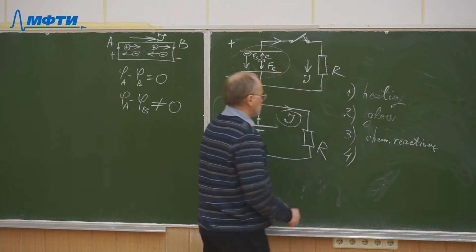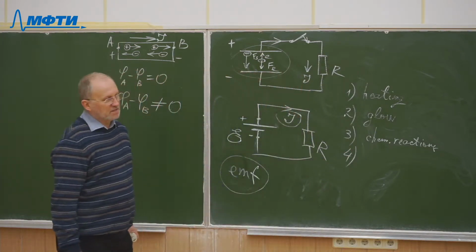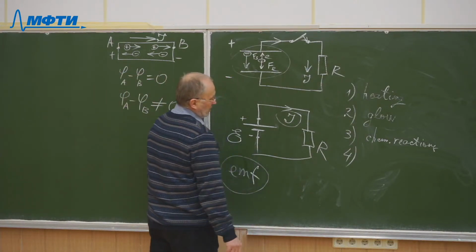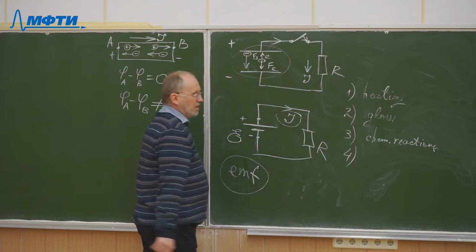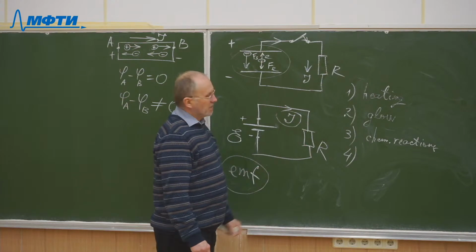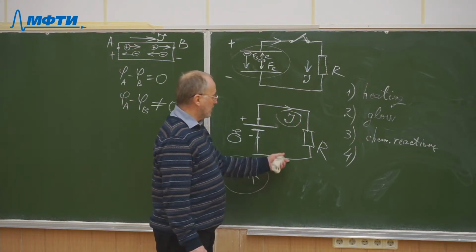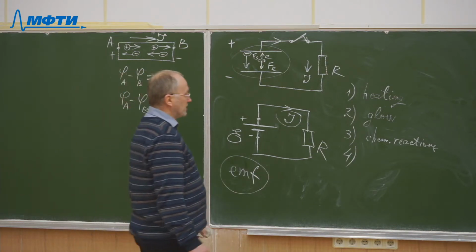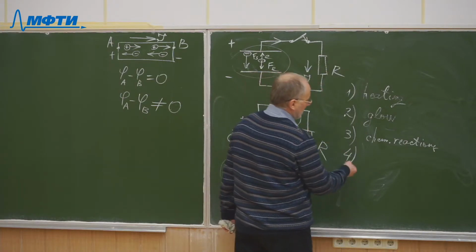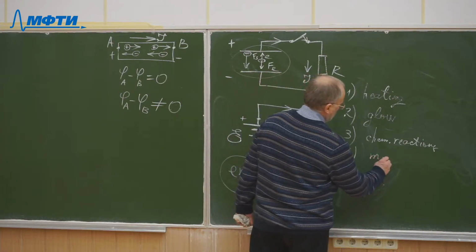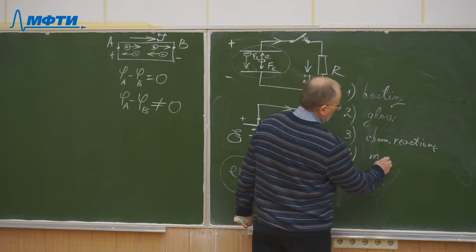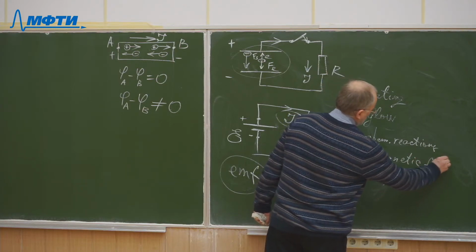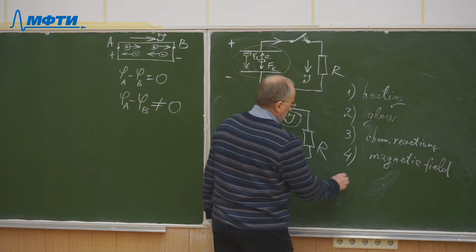Another manifestation of electric current is its magnetic action. If you take a magnetic needle of a compass, for example, then it will react to the current, because current in a wire produces a magnetic field. We will discuss this phenomenon in greater detail later. So one of the manifestations of current is the creation of a magnetic field around the conductor.